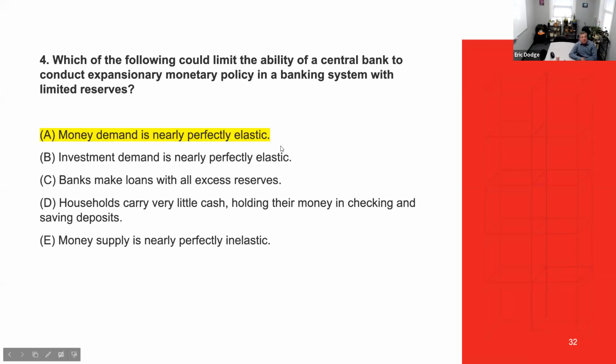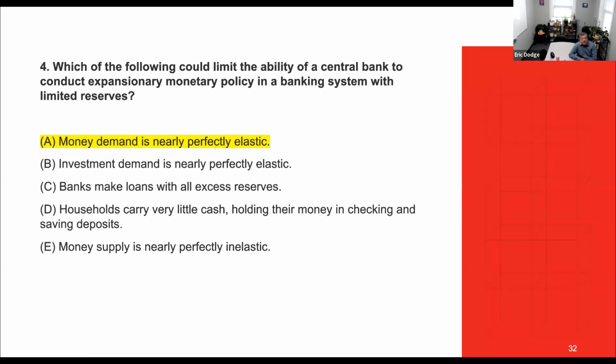All right, the correct answer is money demand being nearly perfectly elastic. Now why would this limit the ability of a central bank to conduct expansionary monetary policy? So here's where I think you should draw something in the margin of your book. Expansionary monetary policy in the old traditional system of limited reserves would be shifting that money supply curve to the right. And what they want to happen is to lower the interest rate to spur aggregate demand.